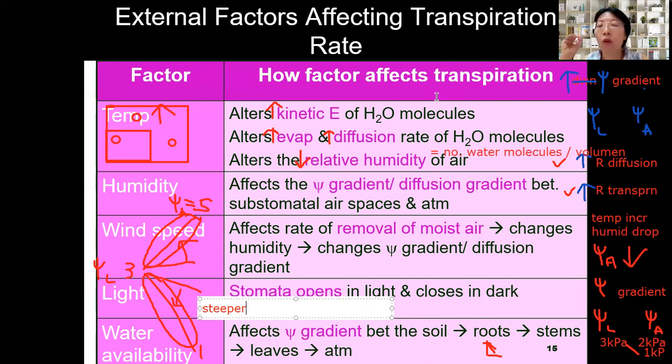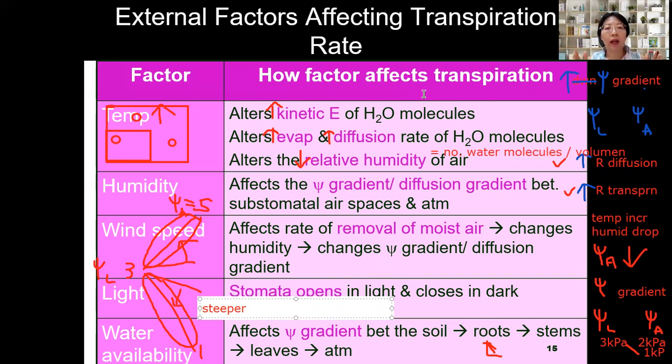So this is where you need to really make a big difference between when I ask you what is the water potential versus what is the water potential gradient. It's a totally different thing. I hope this explanation makes it very clear how to look for the water potential gradient, how to find it out. Is it steeper or not?